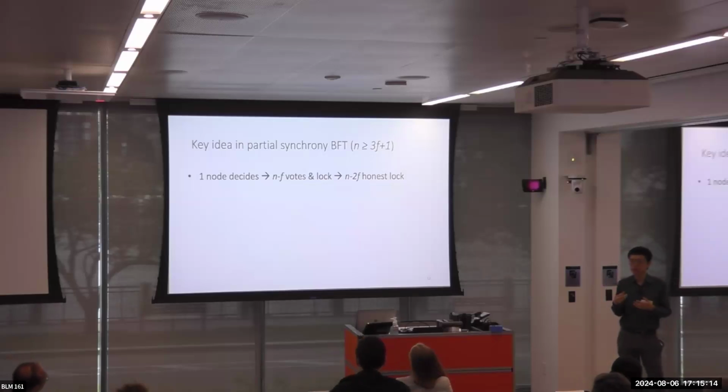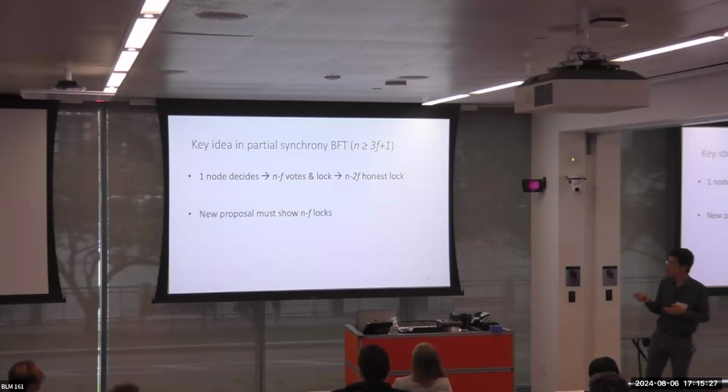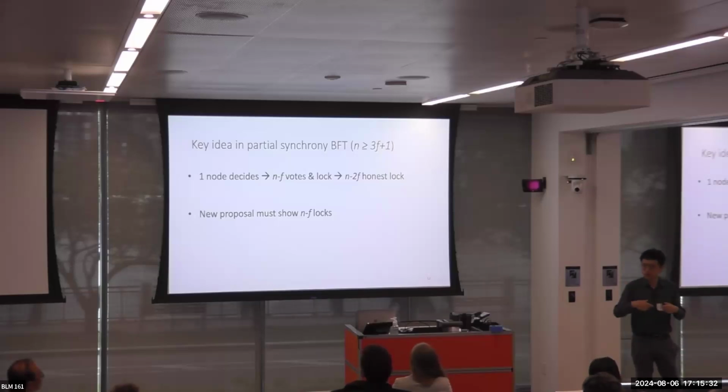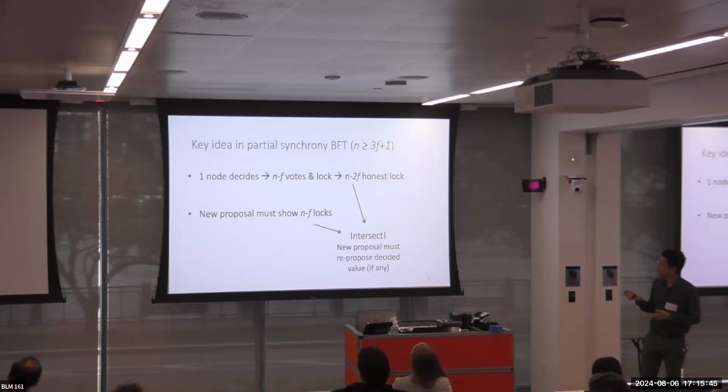Now the main concern for partially synchronous protocol is that later there comes a new leader with a new proposal. If it's unaware that somebody decided, then we're in trouble. So the way they get around that is to require that a new proposal must carry n minus f locks. The new leader needs to ask everybody, what locks do you currently have, and attach them in its new proposal. Then this n minus f and this n minus 2f, they intersect. That's what we call quorum intersection.